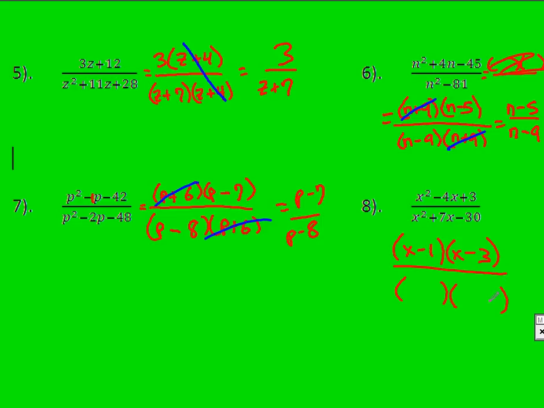On the bottom, numbers multiplying to 30 and subtracting to 7. That's 10 and 3 with your x in each. Bigger number, sign in front. And positive times negative gives you negative. So the x minus 3's cancel, leaving you with x minus 1 over x plus 10 as your final answer.